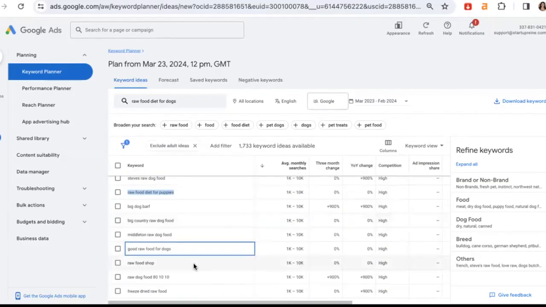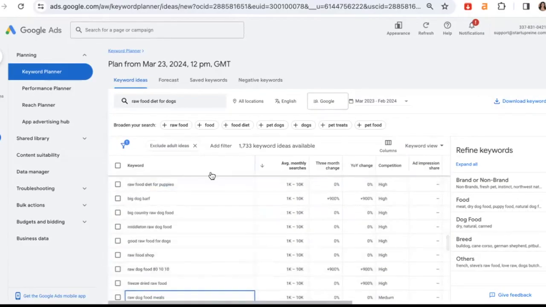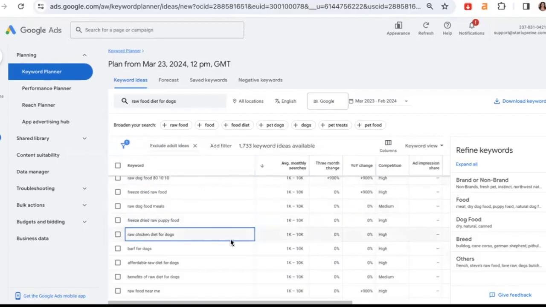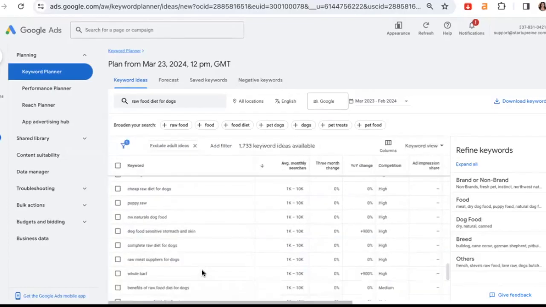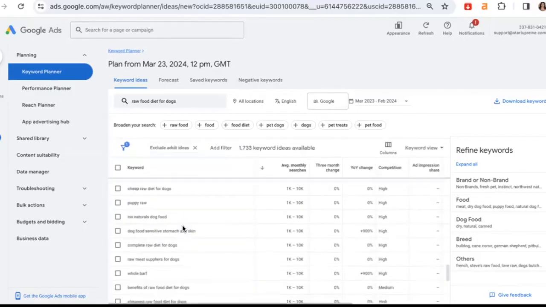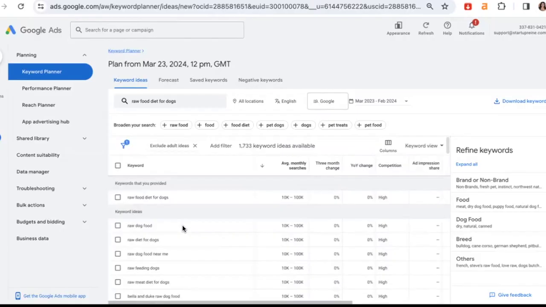Now imagine that there was a dog owner out here on the internet searching for raw food diet recipes for their dog. Would you agree with me that they're most likely going to want to purchase that ebook that already has a bunch of all these recipes in one place? Right? So this is what we are going to be doing. We're going to be writing a book around raw food diet for dogs. So Google is telling us that there's definitely demand, 10K to 100K.